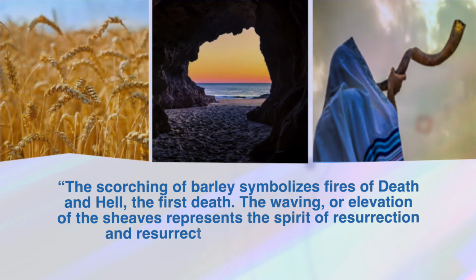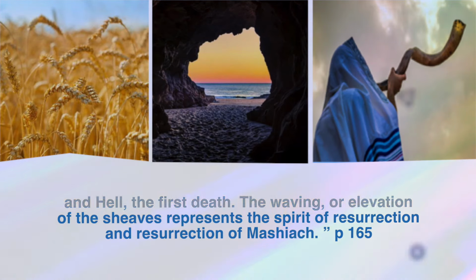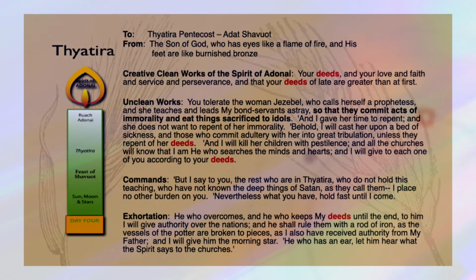And so we can see those thematic connections of the barley and then symbolizing the fires of death and hell, that first death, and then waving our elevation of the sheaves, representing, of course, the spirit of resurrection, our Messiah. And so we see some thematic connections there as well. So when we move to Thyatira, the Son of God who has eyes like a flame of fire and his feet are like burnished bronze.